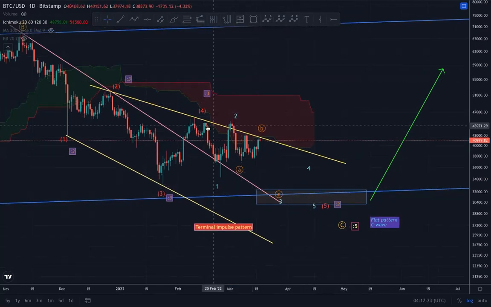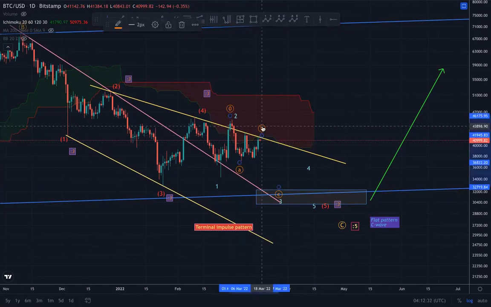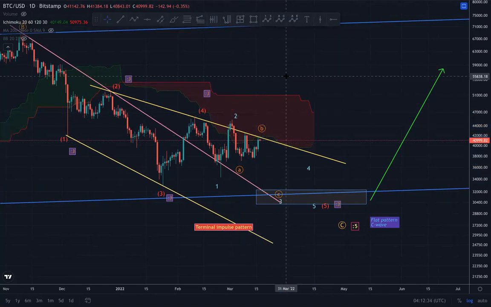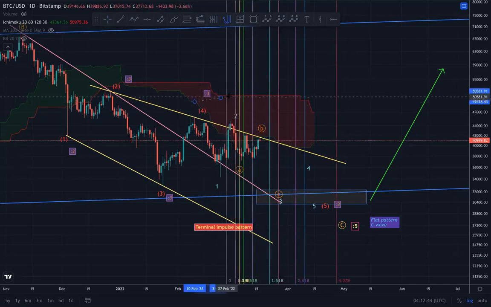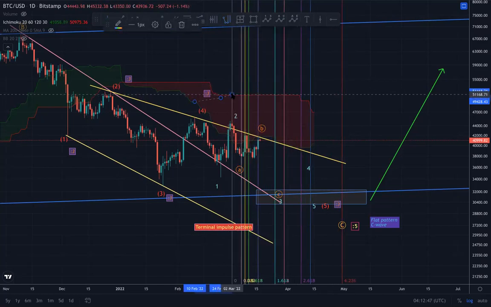Also, time-wise, I'm not sure what it would look like, but I don't know if we need this ABC, whatever, I'll leave it for now. Where are we here? The time of the 1 compared to the time of the 3. Here's a 161.8. So that's around the 25th of March.